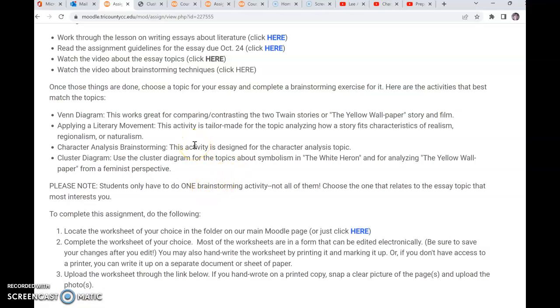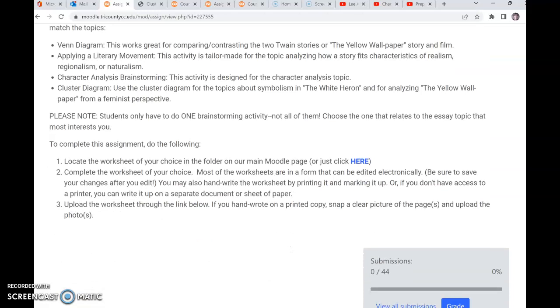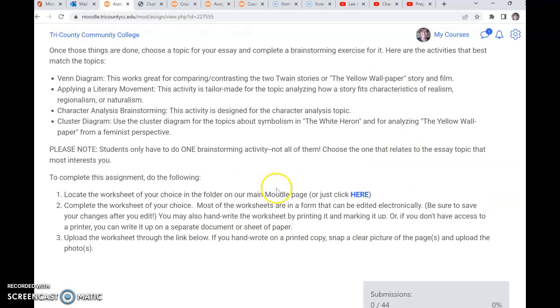But another thing that you can do if you want to is to just print off the worksheet and write it up and then send me a photo of your handwriting. For many people, writing by hand actually gets their creative juices going a little bit more than typing on a screen does. So you're more than welcome to do that. As long as your handwriting is legible, that's perfectly fine. So the bottom part here just gives some instructions for how to do all of that.